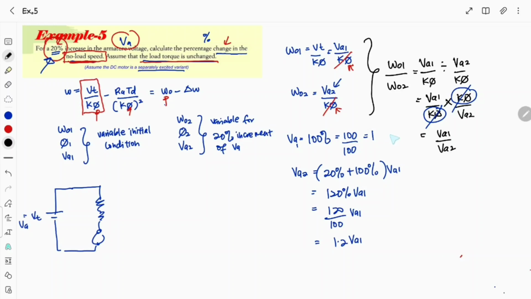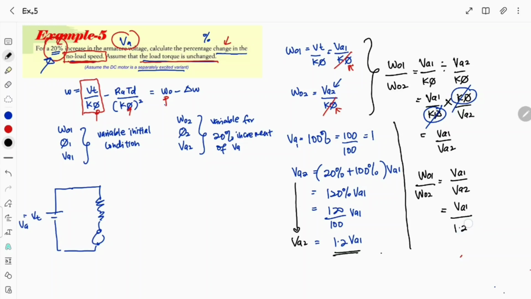From here, VA2 is 1.2 VA1. So if I write back here, no load speed 1 over no load speed 2 equals VA1 over VA2, and if you fill in this VA2, VA1 over 1.2 VA1, you can cancel this VA1 since it holds the same value.